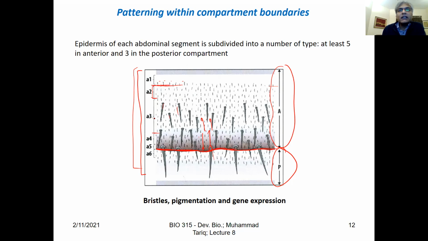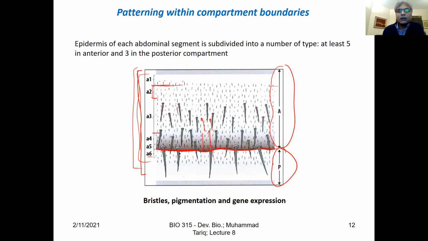Based on the pattern of these bristles, they have morphologically further subdivided each segment into sections. We don't call them subsegments or whatever. This is just a morphological classification, or morphological pattern, of these bristles in, let's say, segment one.